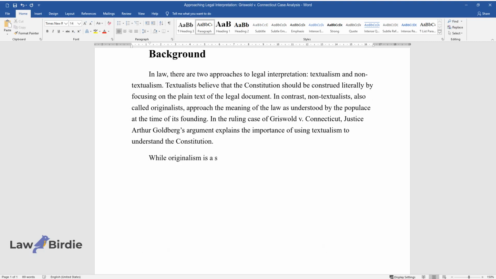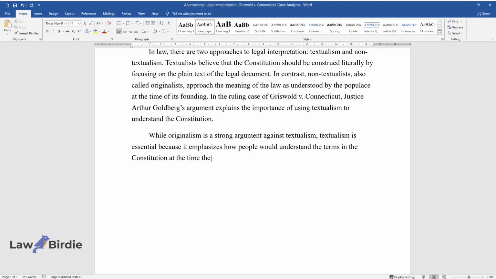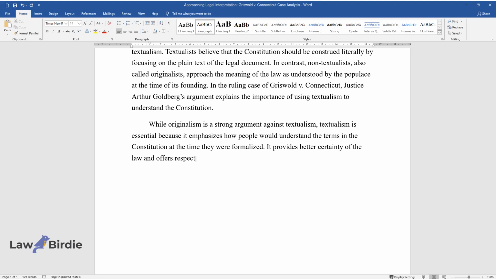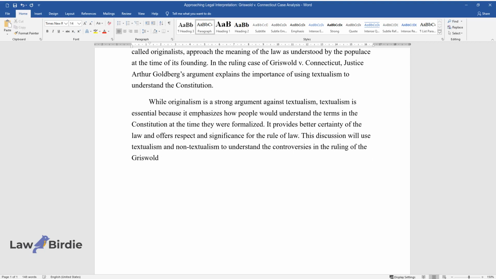While originalism is a strong argument against textualism, textualism is essential because it emphasizes how people would understand the terms in the Constitution at the time they were formalized. It provides better certainty of the law and offers respect and significance for the rule of law. This discussion will use textualism and non-textualism to understand the controversies in the ruling of the Griswold vs. Connecticut case.